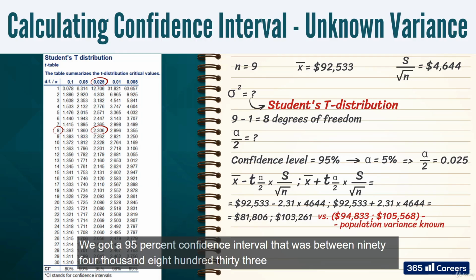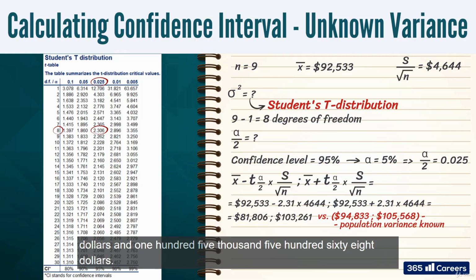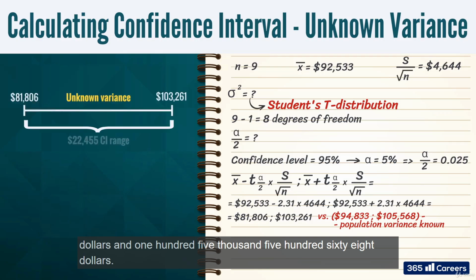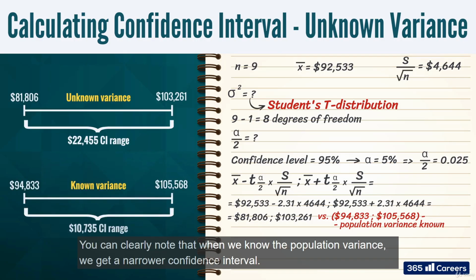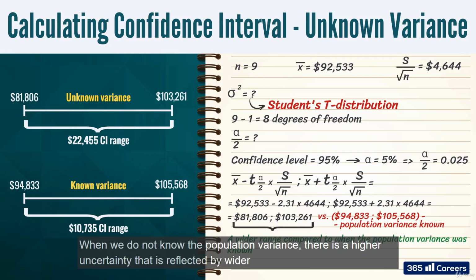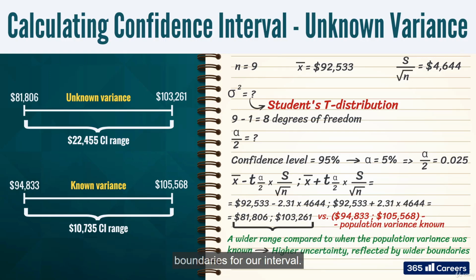Let's compare this result to the result for the confidence interval with the known population variance. We got a 95% confidence interval that was between $94,833 and $105,568. You can clearly note that when we know the population variance, we get a narrower confidence interval. When we do not know the population variance, there is a higher uncertainty that is reflected by wider boundaries for our interval. It makes sense, doesn't it?